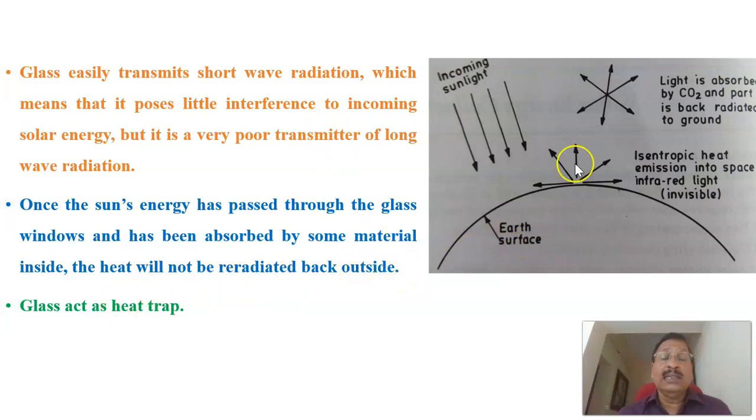Therefore, the glass acts as a heat trap, because the short wavelength radiation passes through the glass. But once the solar energy has passed through the glass window and has been absorbed by some materials, the heat will not be re-radiated back outside, so the temperature increases and the glass acts as a heat trap.